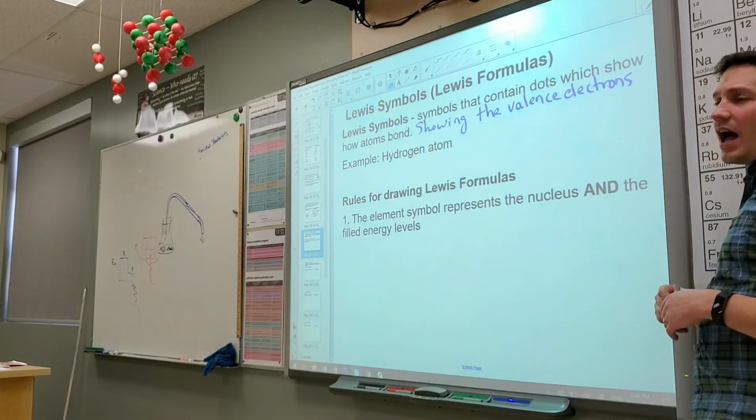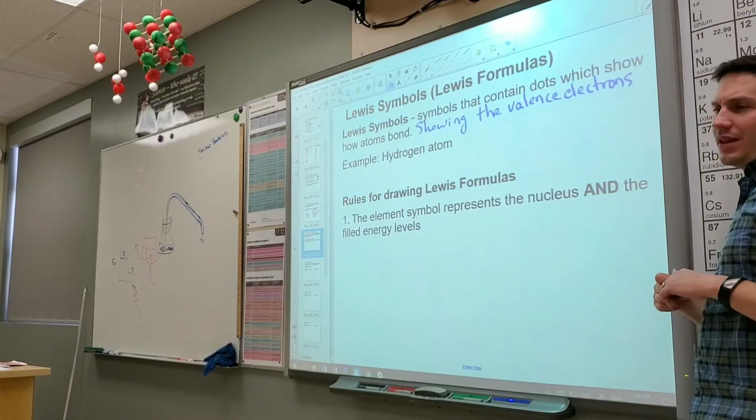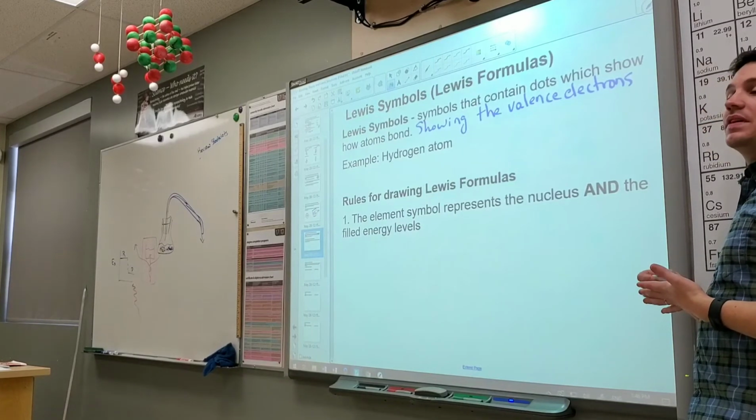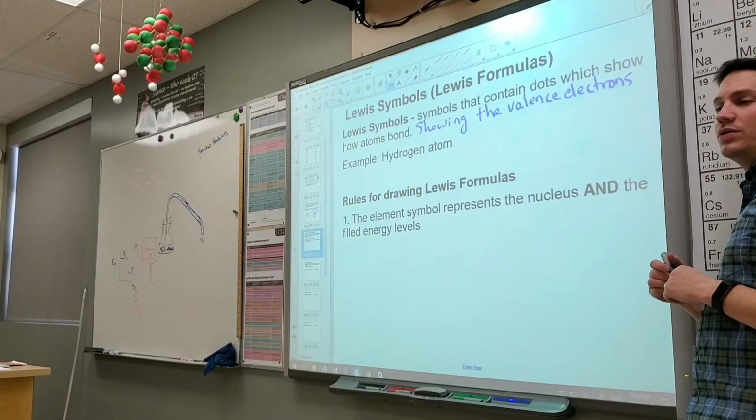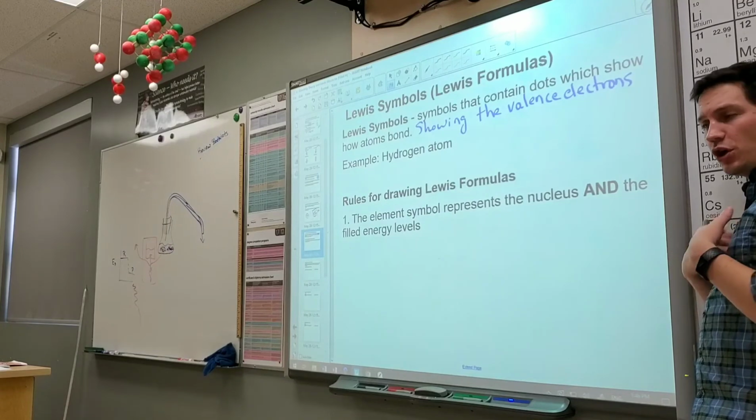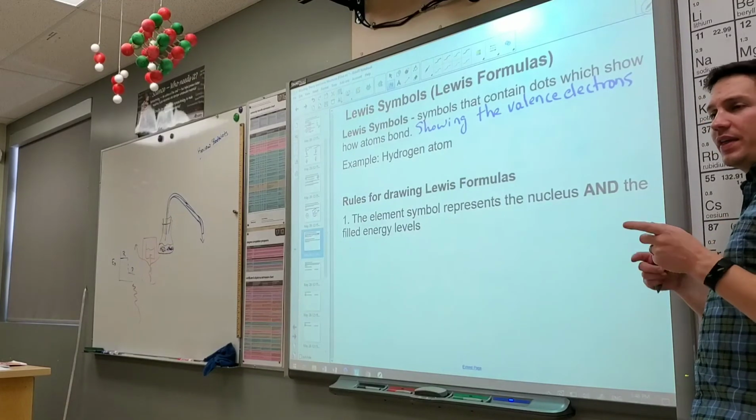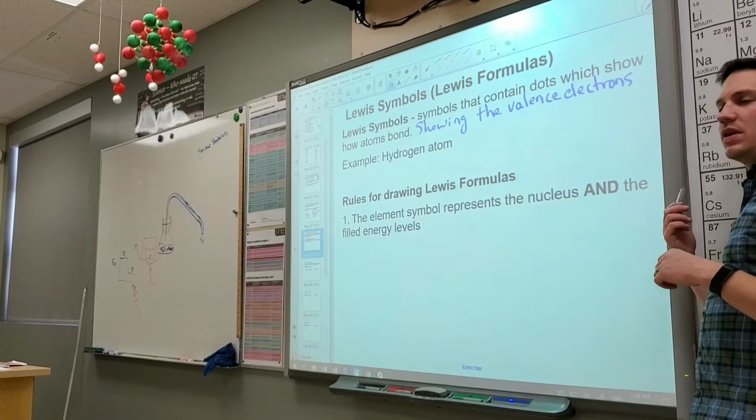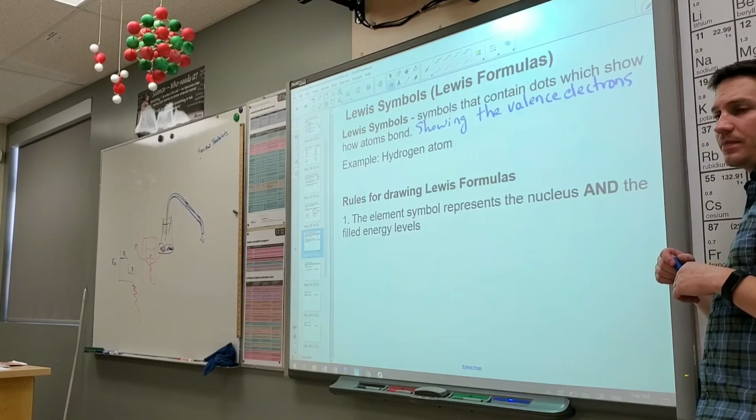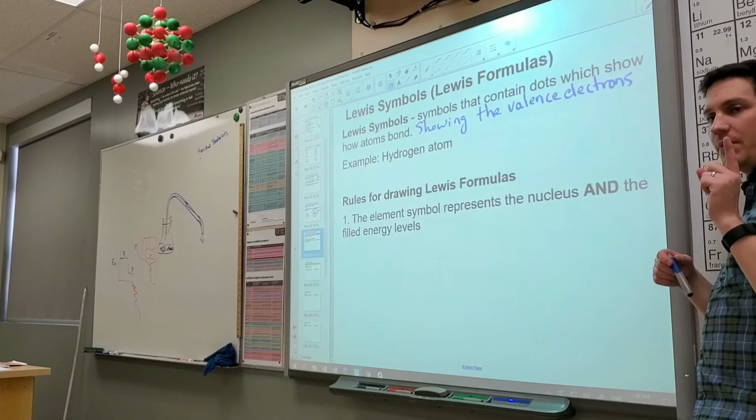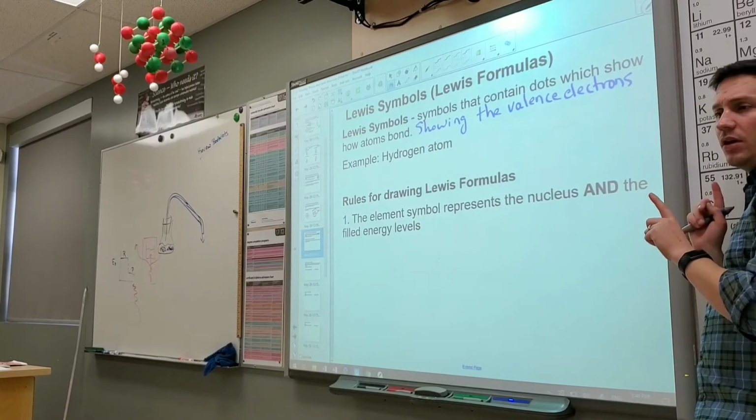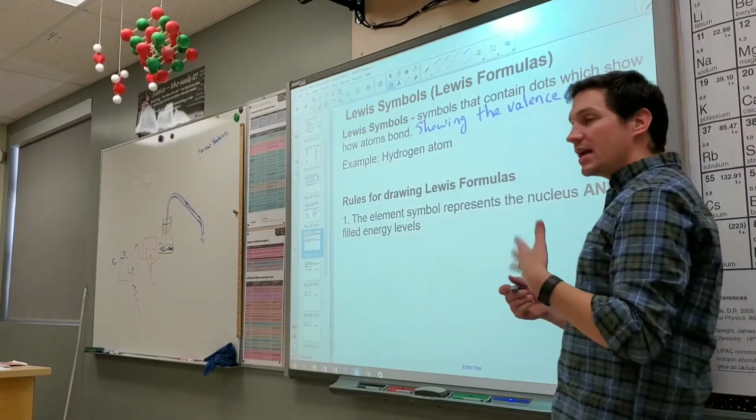A guy, I don't know his first name, but last name Lewis, came up with this description of how to show you really quickly how things bond together. So let's take a look at hydrogen. How many protons does hydrogen have? 1. So that means how many electrons can a hydrogen atom have? 1, right? Here's how easy it is.